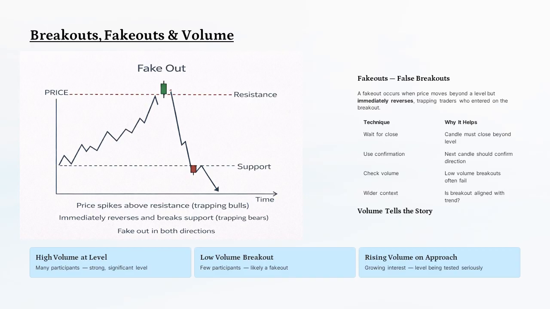Technique 3. Check volume. A breakout on low volume is suspicious. A breakout on high volume is more reliable. Technique 4. Consider wider context. Is the breakout aligned with the higher timeframe trend? Breakouts with the trend are more reliable than breakouts against it.